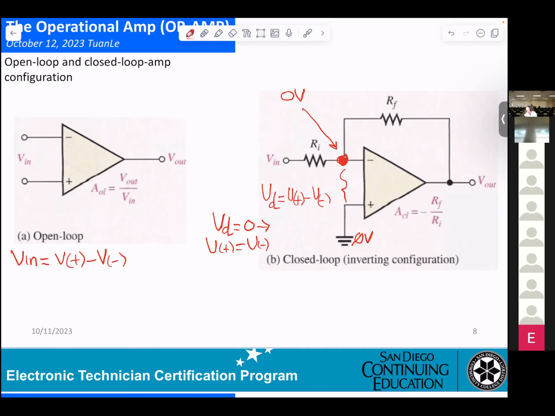However, this point is not directly connected to the ground, but it's 0. So they get a different name. They call it a virtual ground. What does that mean, virtual ground? That means it is not connected to the ground, however, it is 0.